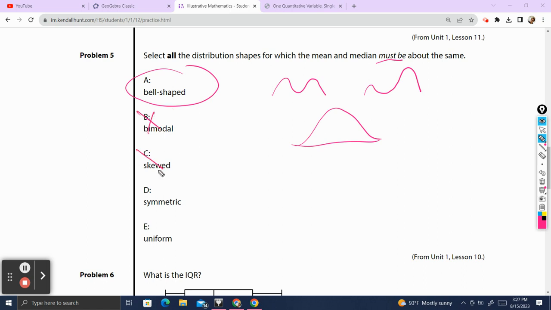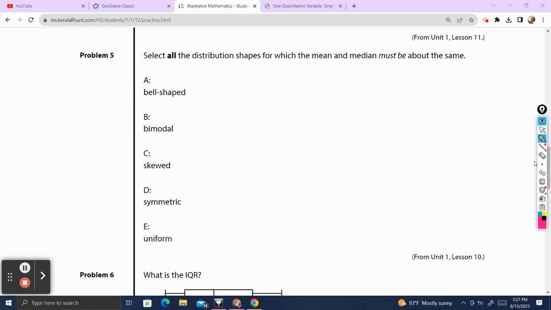A skewed distribution is never symmetric. Symmetric is symmetric, so the mean and the median would be the same. In the uniform, all the data is almost always the same, so the mean and the median will be the same. And that would be our answer for problem number 5. Let's go on to the next one.